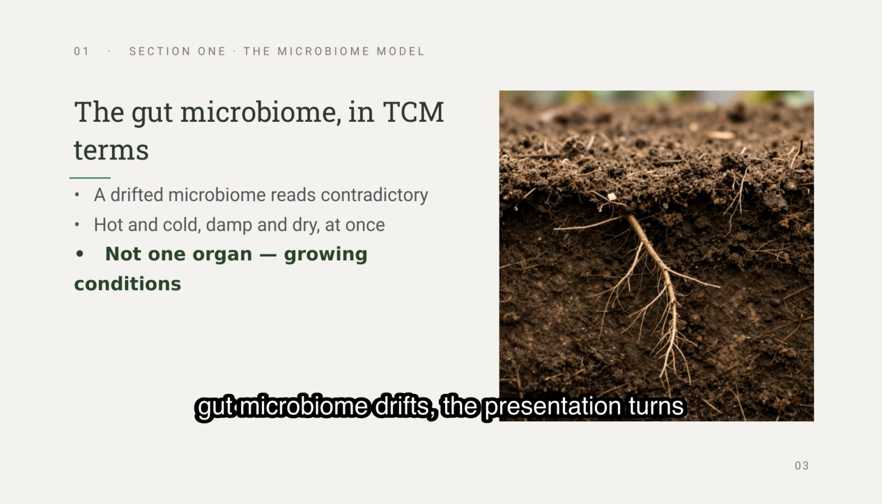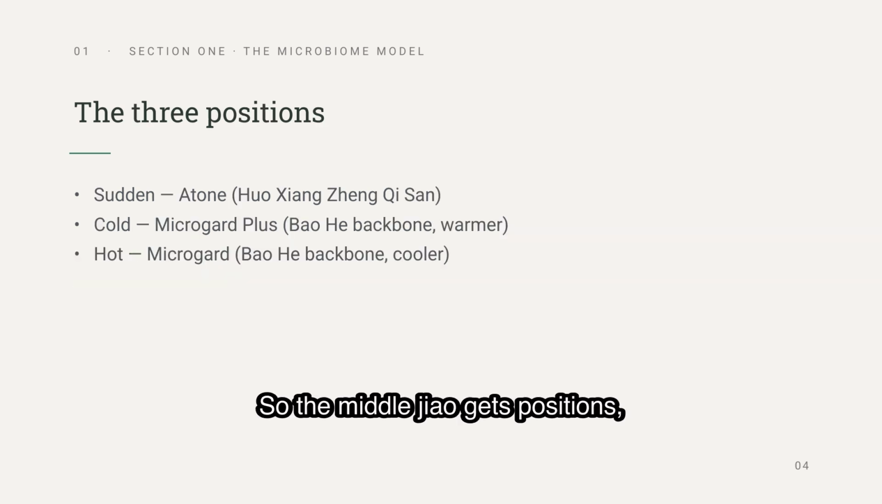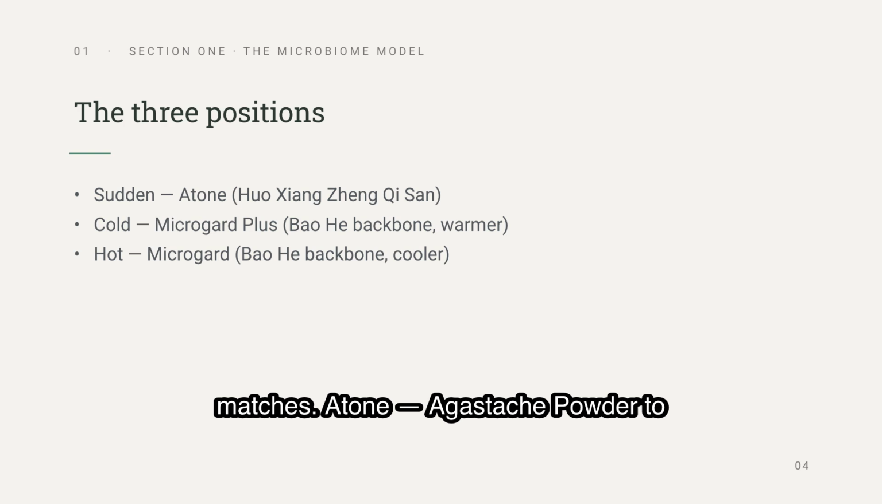When the gut microbiome drifts, the presentation turns contradictory: hot and cold, damp and dry, vacuity and repletion in the same patient, and the picture refuses to resolve into one tidy pattern. That isn't a failed differentiation. You're looking at growing conditions that drifted. So the middle Jiao gets three formulas, and you pick the one that matches.